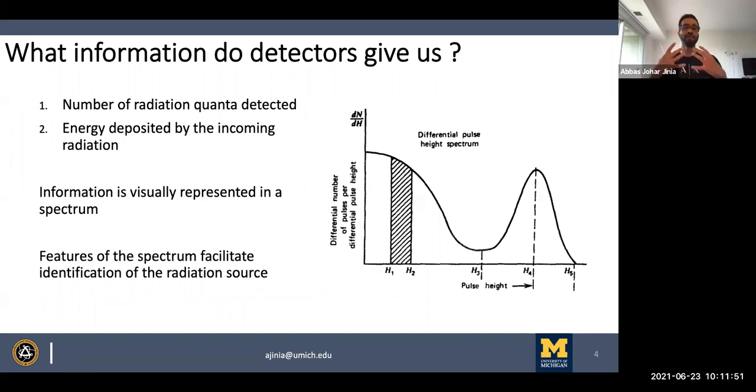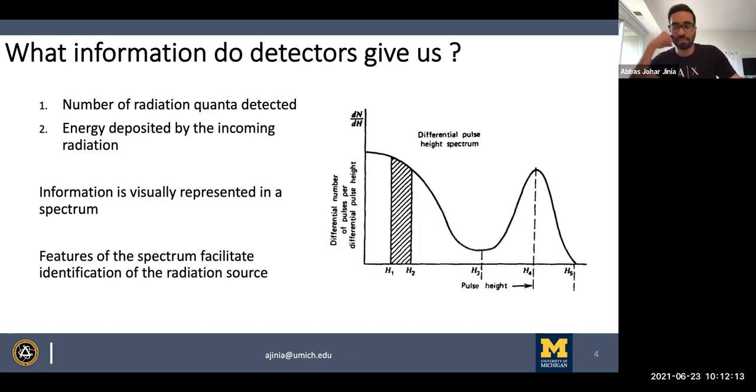Now, of course, there is a radioactive source. This radioactive source is emitting radiation. But are we detecting all the radiation? Possibly not. Some of the radiation escapes the detector. So we want to know how much of the radiation is being detected. That's the very first information that we get.